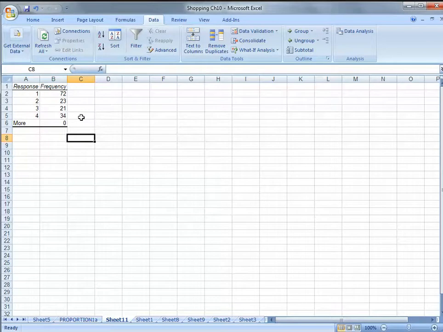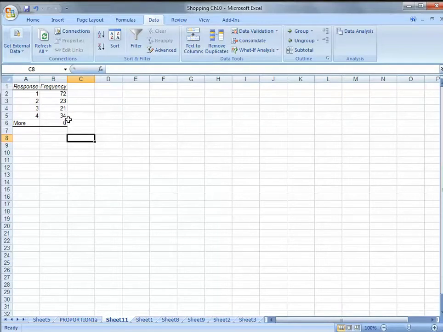So, for ease of exchange, 72 people gave a response of 1. That's good old Springdale Mall. 2, what was that, downtown? 3 is west, whatever it is. And 4 was, I think, no opinion or something.